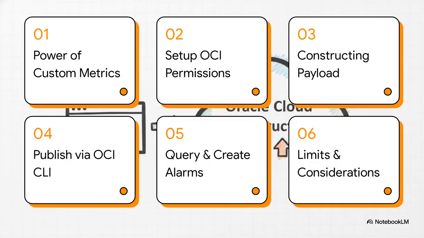Okay, here's our structural roadmap for the explainer today. We'll start with the power of custom metrics, then move briskly into setting up your OCI permissions, constructing the payload, and executing that publish command via the CLI. Finally, we'll cover how to actually query those metrics, set up alarms, and quickly review the crucial limits you absolutely need to know before deploying.